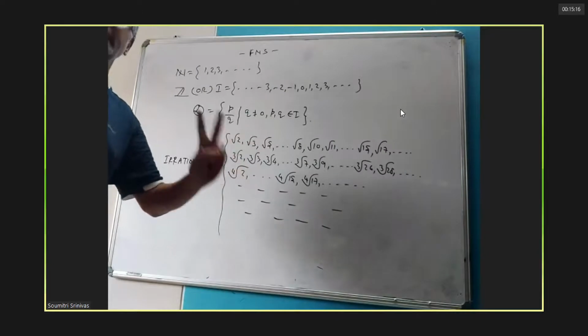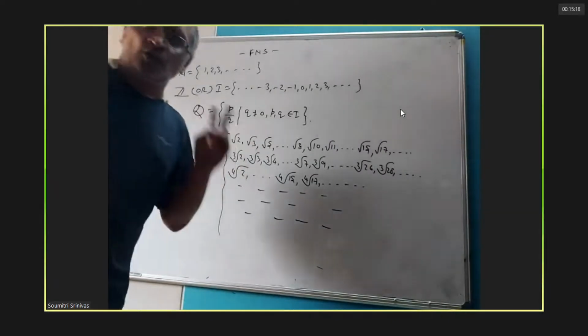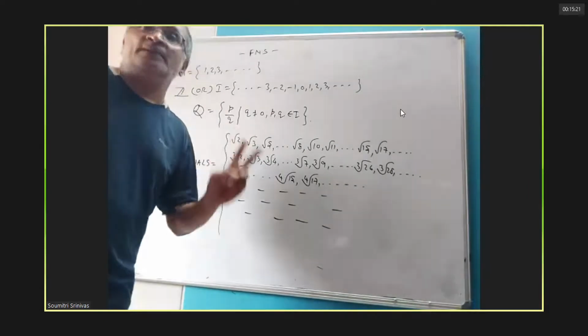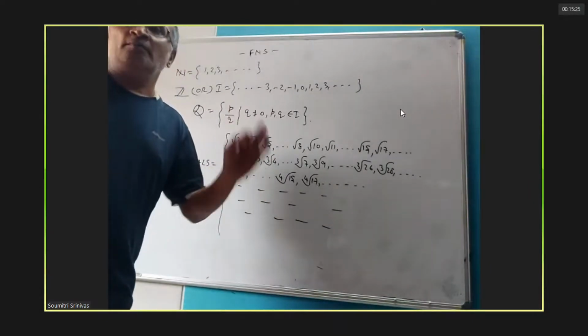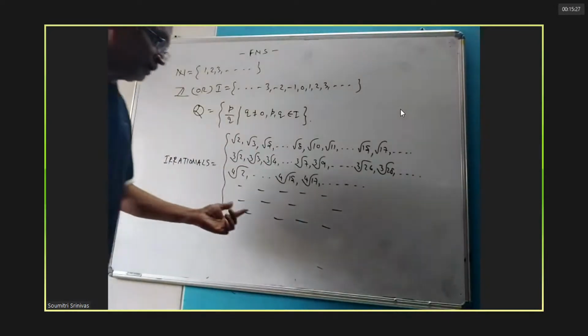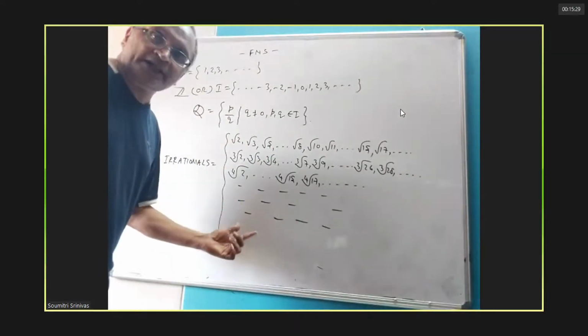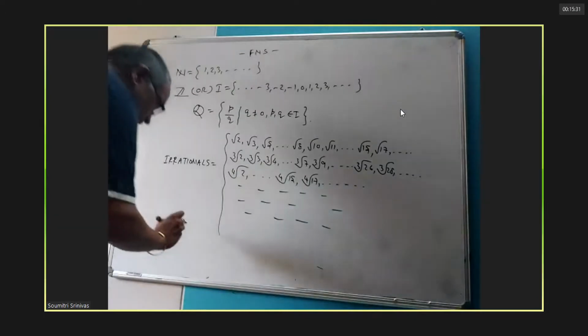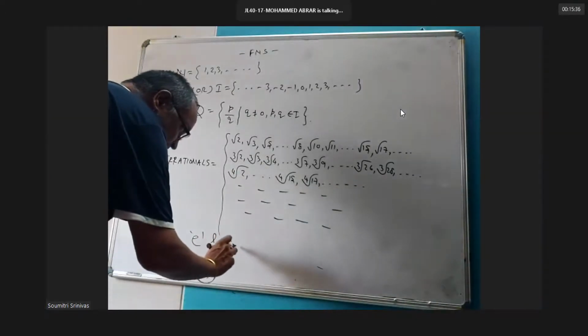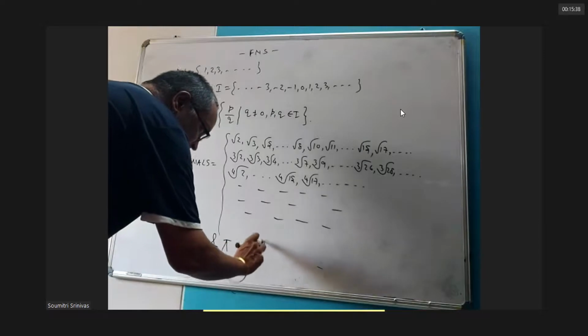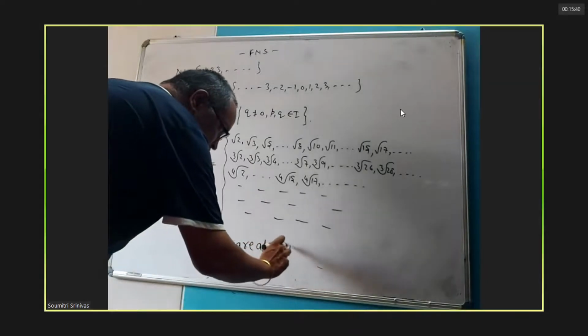There are only two numbers on planet Earth which do not fall into this category, but they are irrationals. What are they? E and pi. E and pi are also irrationals.